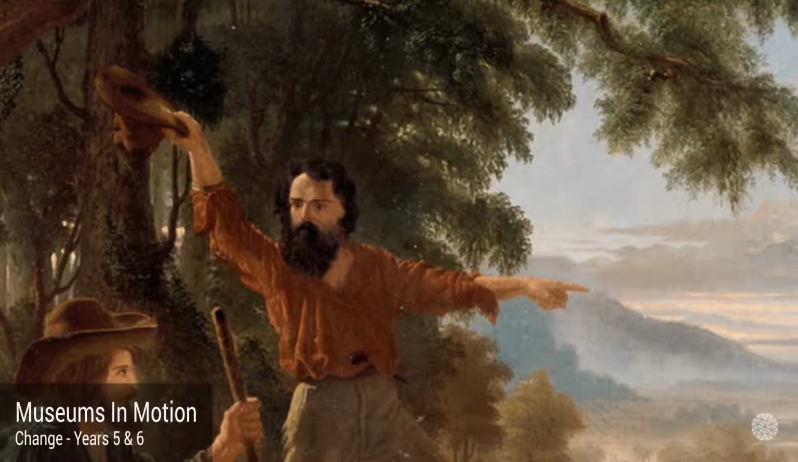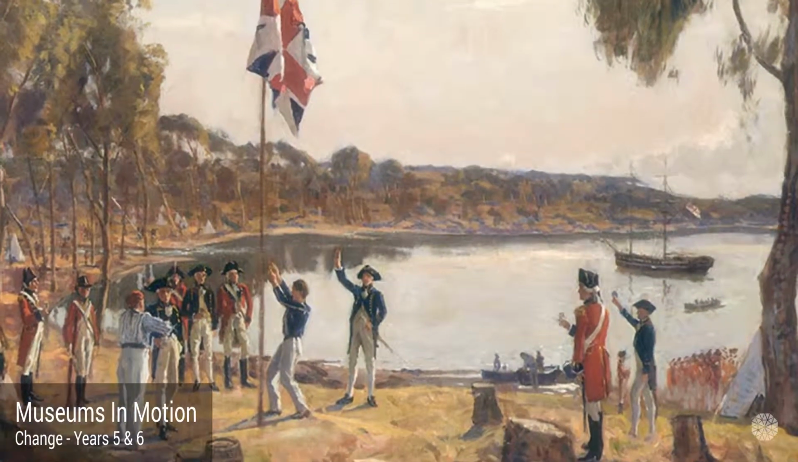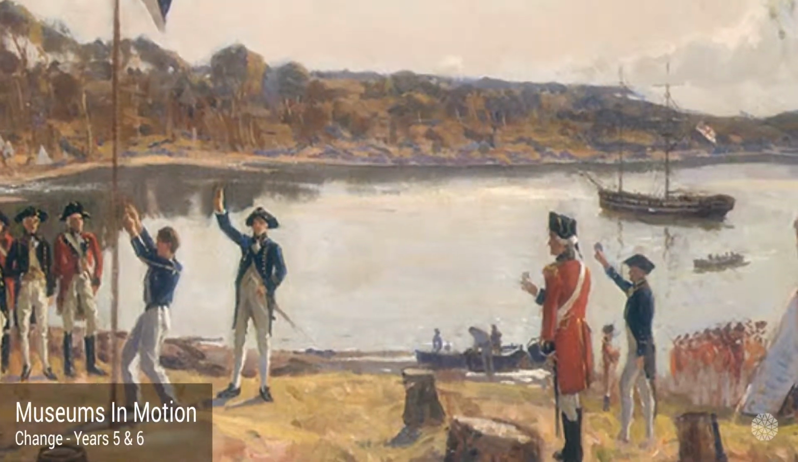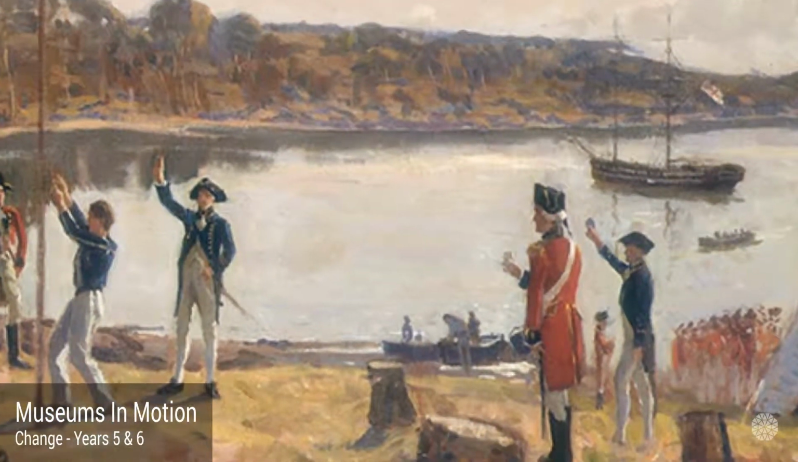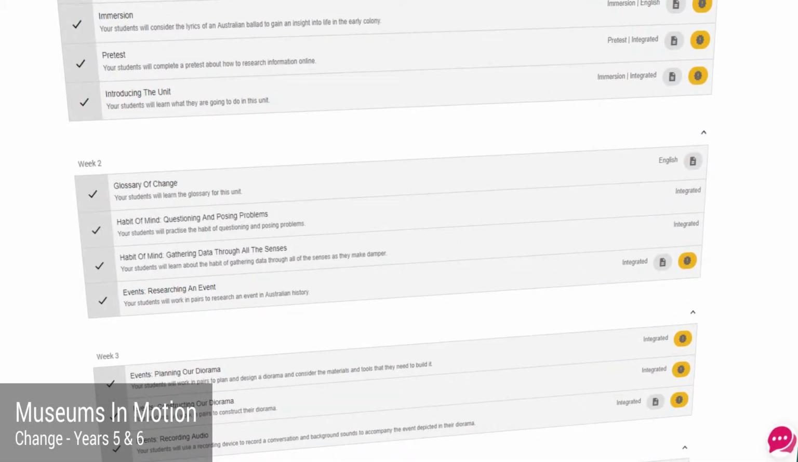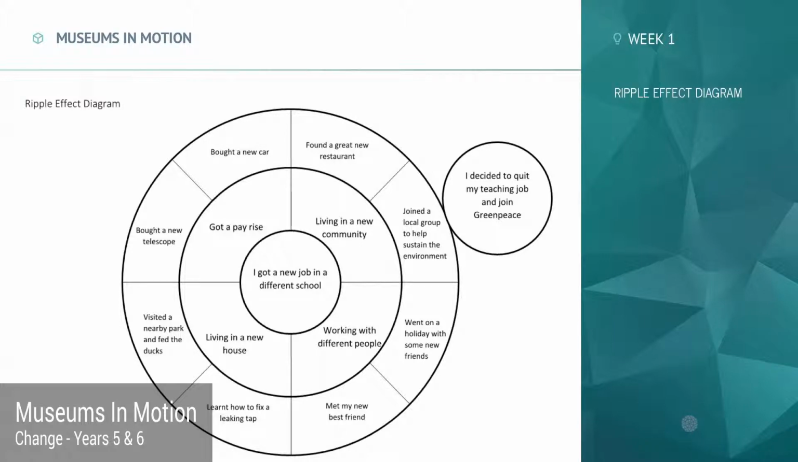During this unit, your students will look at the impact of key events in the colonisation of Australia and the people who acted as catalysts for change in the early years of settlement. During week 1, your students will be immersed into the concept of change by creating a ripple effect diagram to show how just one change will inevitably result in many changes in our lives.